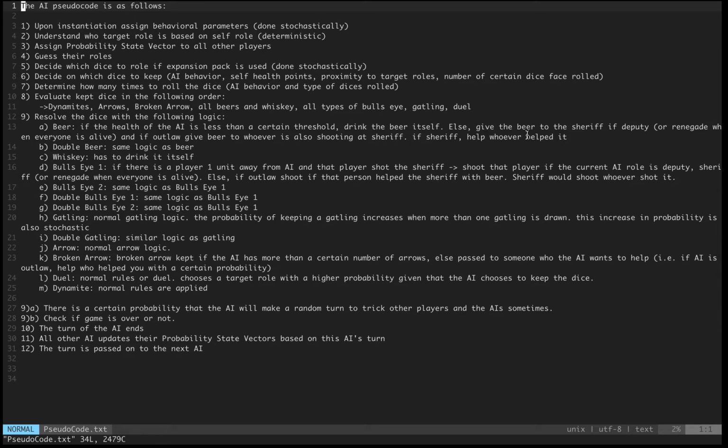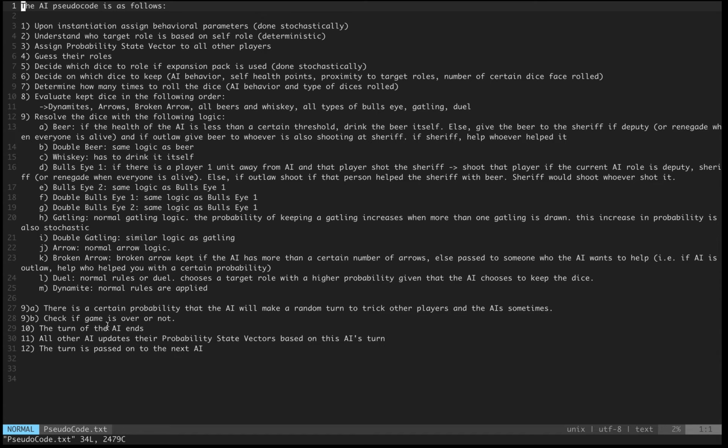the AI would give the beer to the sheriff if it's a deputy or if it's a renegade in the first round. And if the AI was an outlaw, it would give the beer to whoever is shooting the sheriff. And if the AI was a sheriff, it will help whoever helped it. Similar deterministic and stochastic logic is explained here for all the other dice rolls. There's also a certain probability that the AI will make a random turn to trick other players and the other AIs.